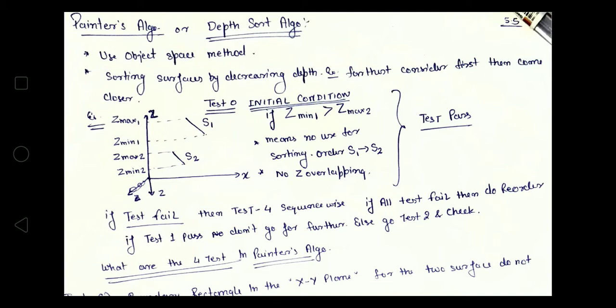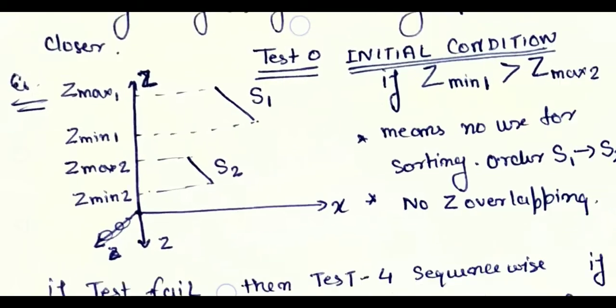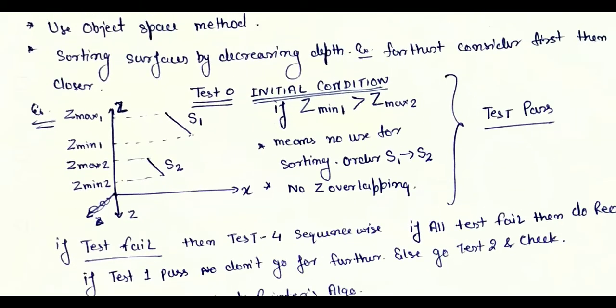Means that if four surfaces are there and the fourth one is the farthest, then S4 will be taken first, then S3, then S2, then S1. Like this we have to consider them. Let us take an example. In this diagram you can see two surfaces, S1 and S2. S1 is far away and S2 is closer to the origin, just imagine.